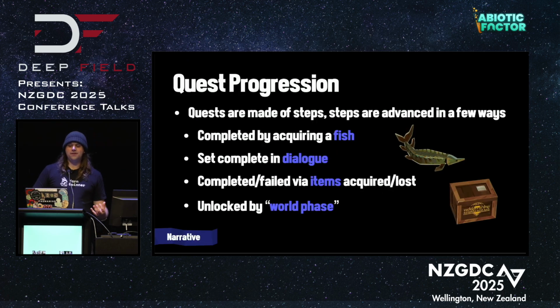There's also quests in the game composed of steps. Steps are advanced in a few different ways. You can get fish or get items. They can be manually set complete in dialogue, or they can be unlocked by a thing called the world phase. And the world phase is a global variable that tracks how far through the story, the fairly linear story, you are. So, for example, a quest that can be completed by acquiring a fish is the very, very first quest, which is go get me an aberrant fish. And when you come back, then the fishmonger is very happy with you.